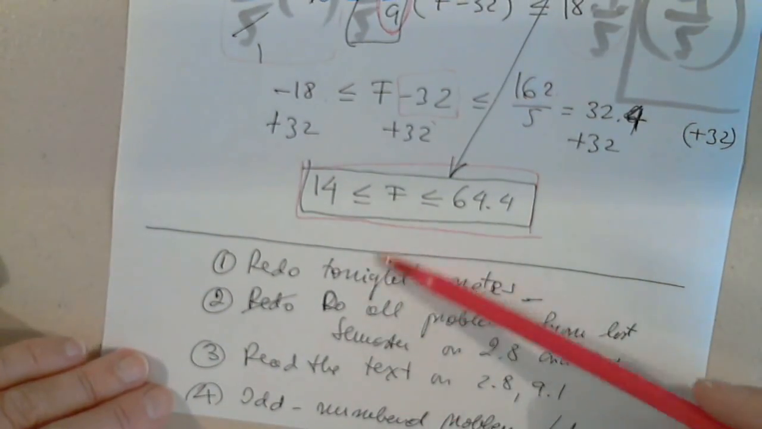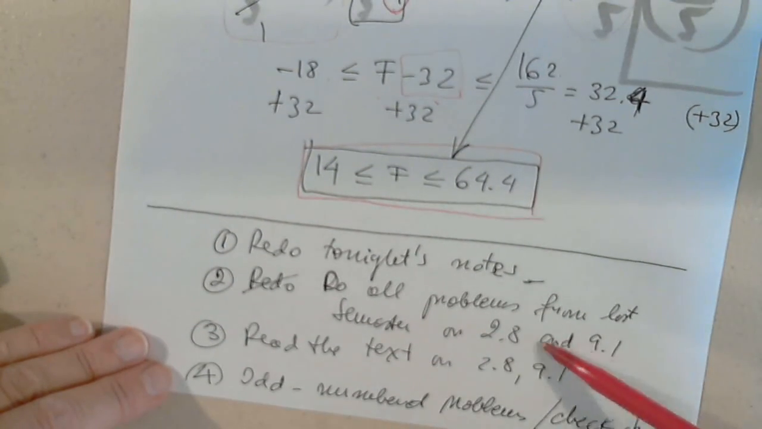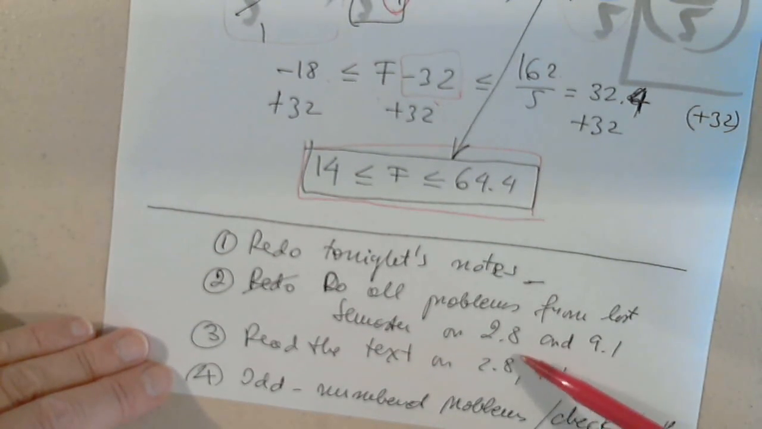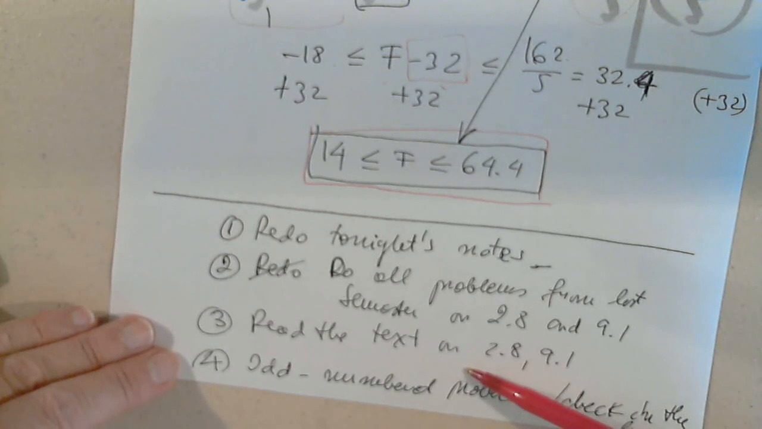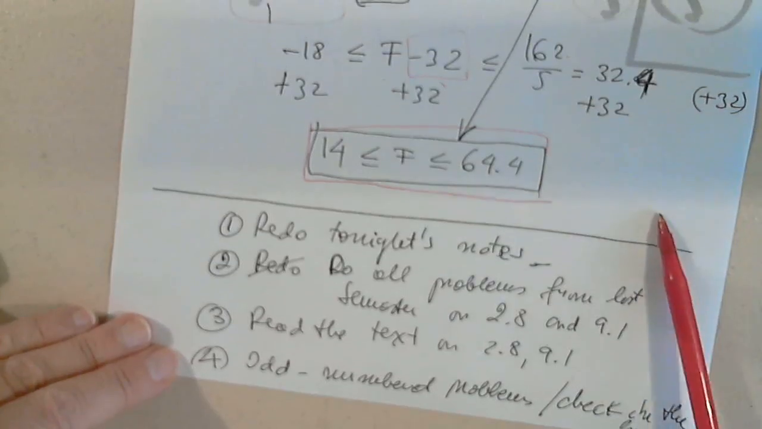And what I was telling my students then was to redo the notes, do all the problems in sections 8 and 9.1. Of course, read the text and do the odd number problems and check in the back. Thank you.